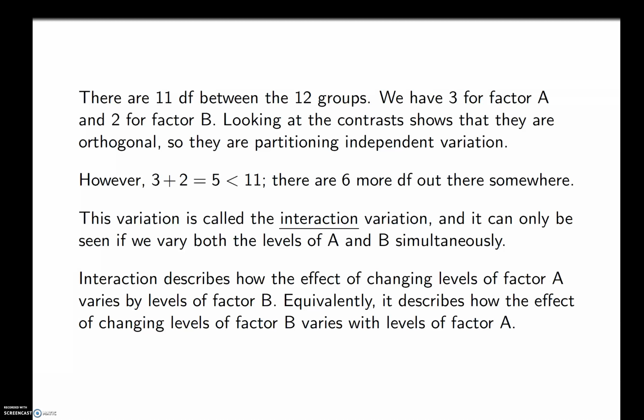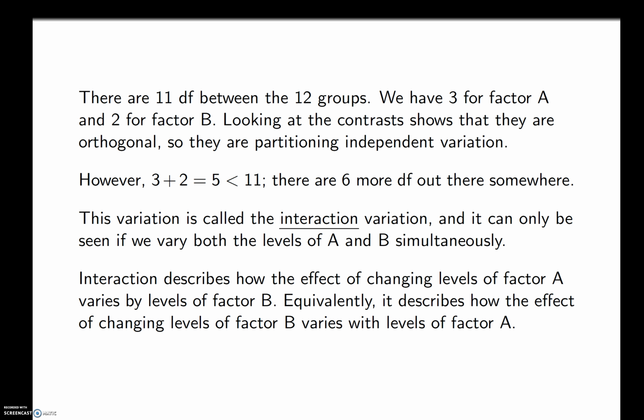Okay, and if we just think of this factorial design as having 12 groups, remember that's 3 times 4, our levels of A times our levels of B, we just have 11 degrees of freedom among the 12 groups. But we know we have 3 levels for A, or 3 degrees of freedom for A, I should say, and 2 degrees of freedom for B. So looking at the contrasts that show that they're orthogonal, we can actually be partitioning that independent variation in this sense.